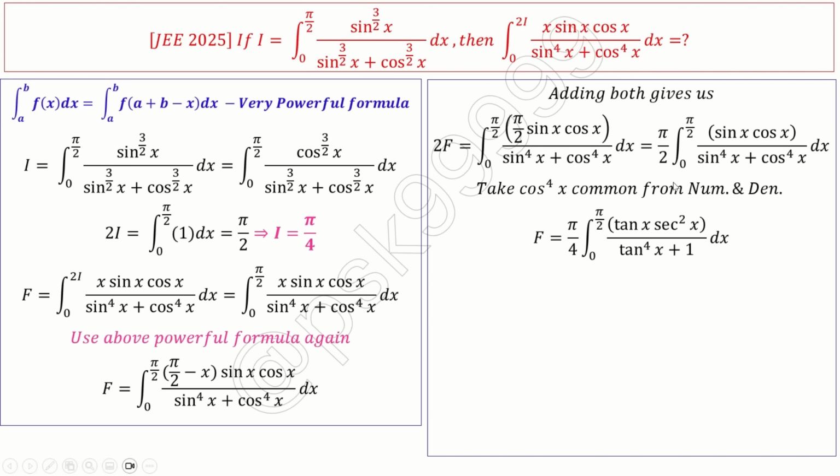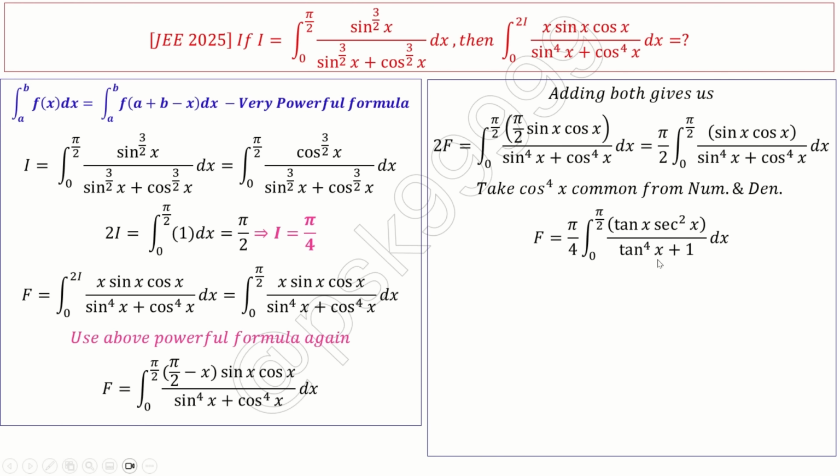f equal to pi by 4, because this is 2f, so f is pi by 4, integration from 0 to pi by 2. Okay, let's see the denominator first. If I take cos to the power of 4x common, this will become tan to the power of 4x plus 1. And cos to the power of 4x, if I divide with the numerator, I'll get tan x into secant square x dx. Correct? Now it is very clear.